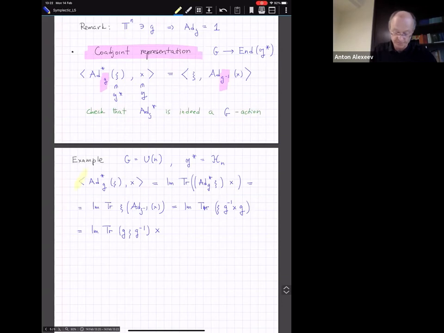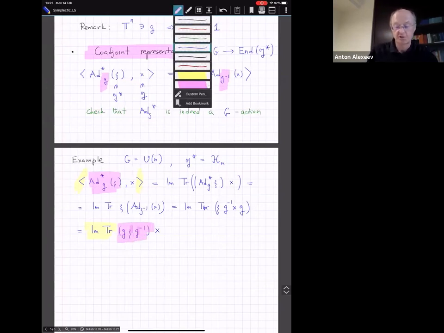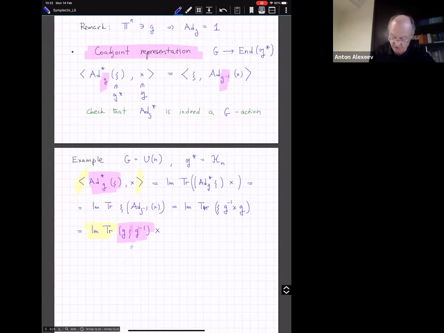So this pairing, that's the imaginary part of the trace. And this means that this mysterious adjoint star G of Xi is simply the conjugate of Xi by G. So you see, this adjoint action is conjugation, coadjoint action is conjugation. So actually, this is some kind of linear algebra in this particular case.